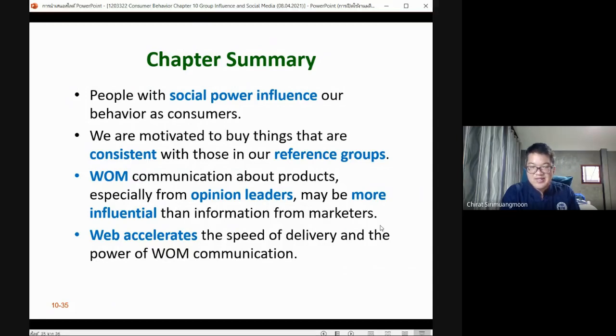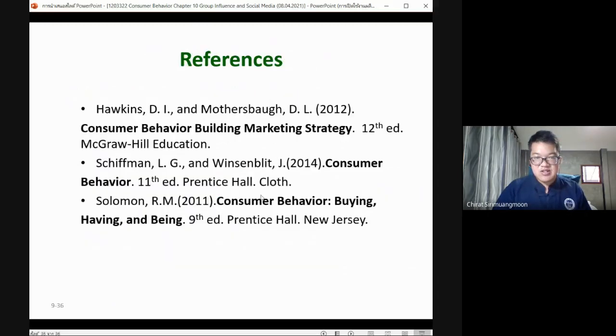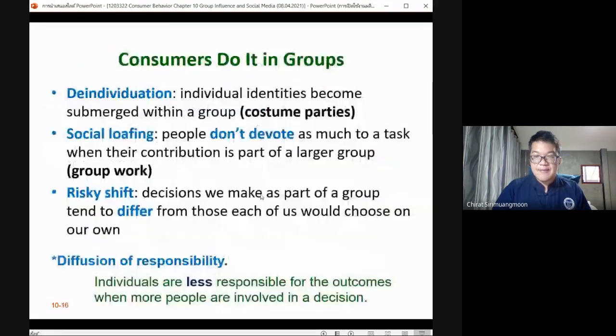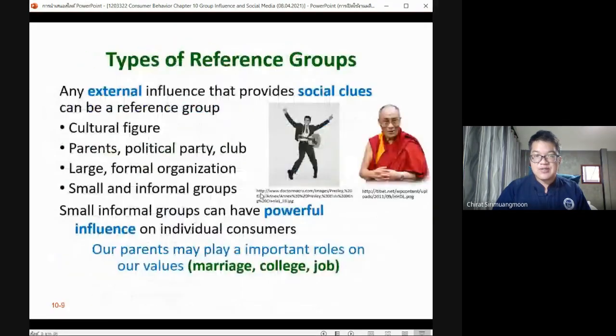Last one: the web has accelerated the speed of delivery and the power of word of mouth communication. Websites can help you a lot now to send a message, and then we can have online word of mouth. Maybe you can use some new techniques like guerrilla or viral marketing to help you spread the word of mouth.